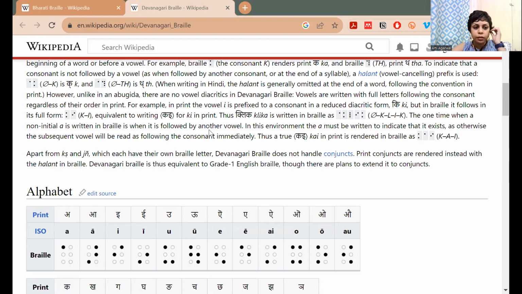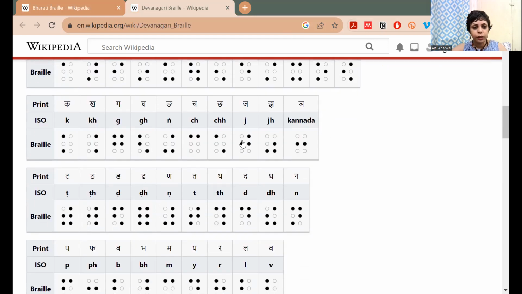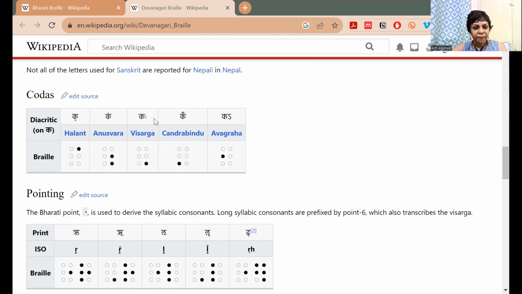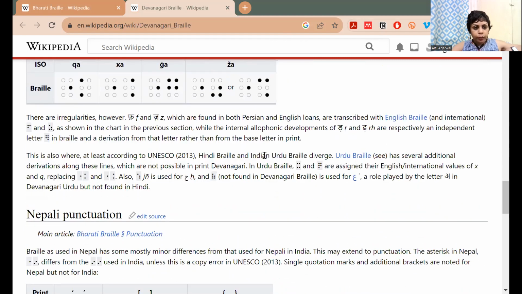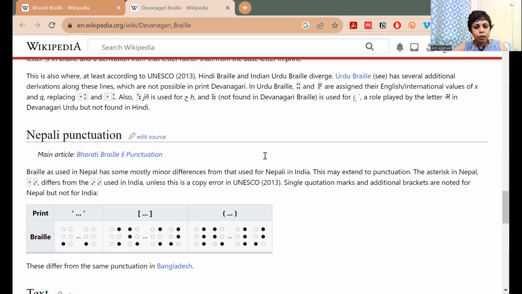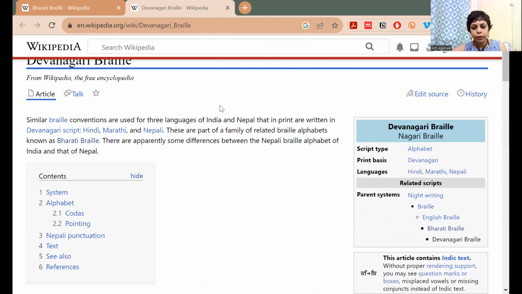Now, similarly, this is the Devanagari Braille here, and it is kind of similar in some other languages. Sanskrit, Hindi, Marathi, Nepali are kind of similar in braille, but it would be different for other languages. So this is sort of the bigger point I wanted to convey.